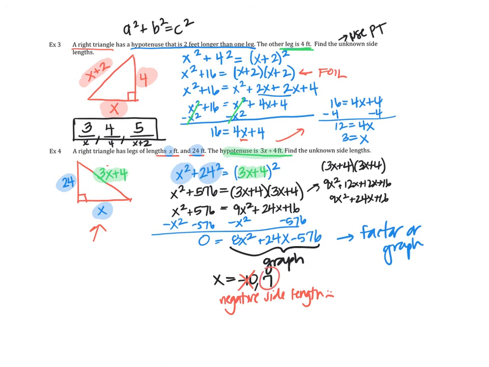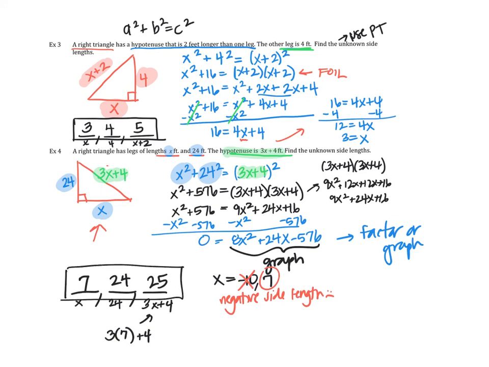And I want to know my unknown side length. So I'm going to go back to my triangle. One is x, one is 24, and one's 3x plus 4. So I know one of them. X, and we said x was 7, so I have a side length of 7. And then this next one of 3x plus 4 is 3 times 7 plus 4, which is 25. So my final answer of my side lengths are 7, 24, 25.